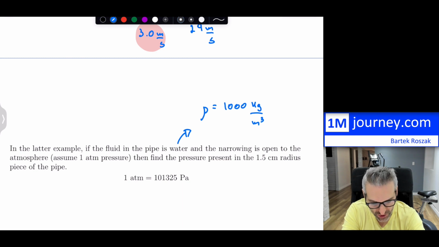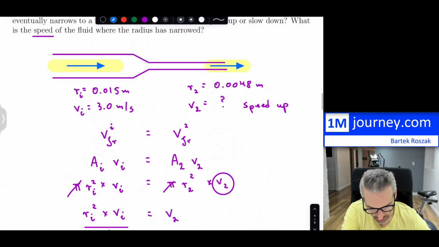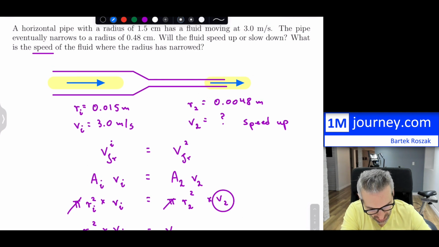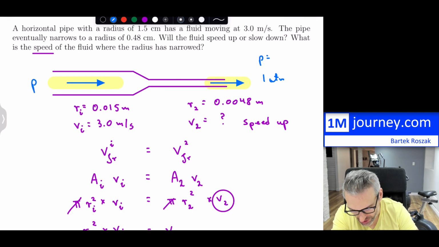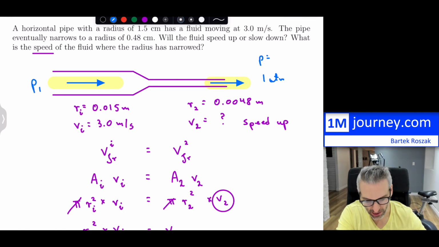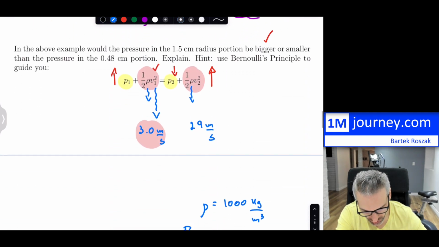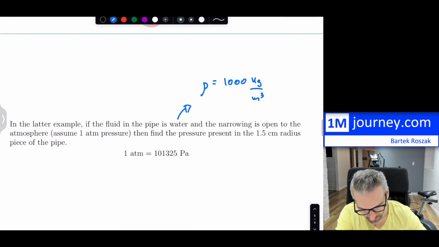The narrowing is open to the atmosphere, all right? So that means that over here, this is open to the atmosphere. So this is at 1 atmospheric pressure. So this pressure, P, is equal to 1 atmosphere. That's what we have. So now, if we know that, then we want to be able to find what the pressure over here is, which is P1. So we're going to have to use this formula in order to make this work.